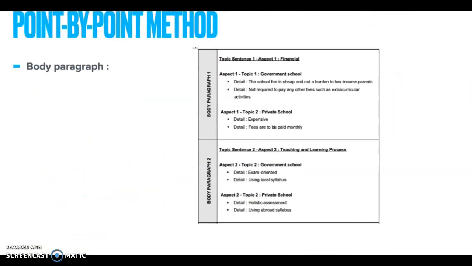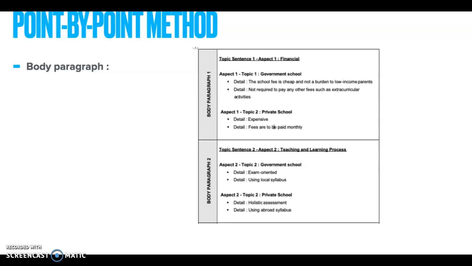And when we talk about the body paragraph, as I said, because we are using the point by point method, which means that we will focus on one particular idea in one paragraph, and then you try to split this into the concept of government school as well as private school. That means the items that you want to discuss, and you will provide the details as well as the explanation and the reasoning for your topic.